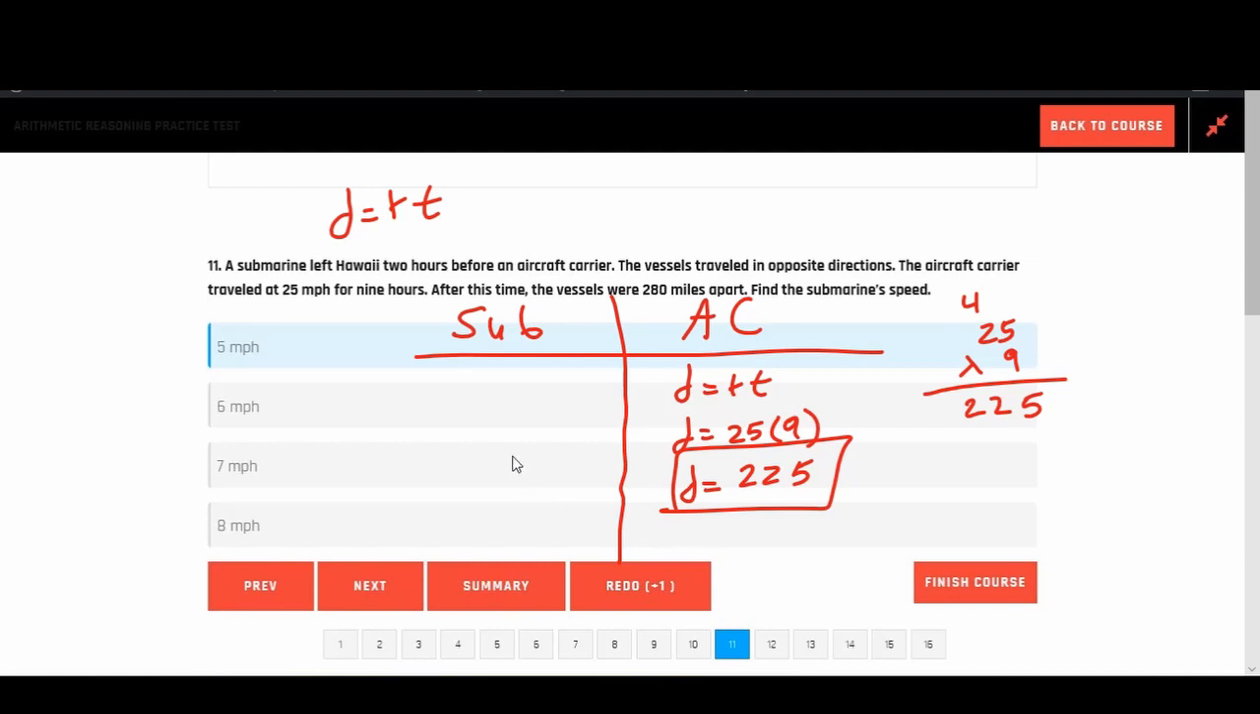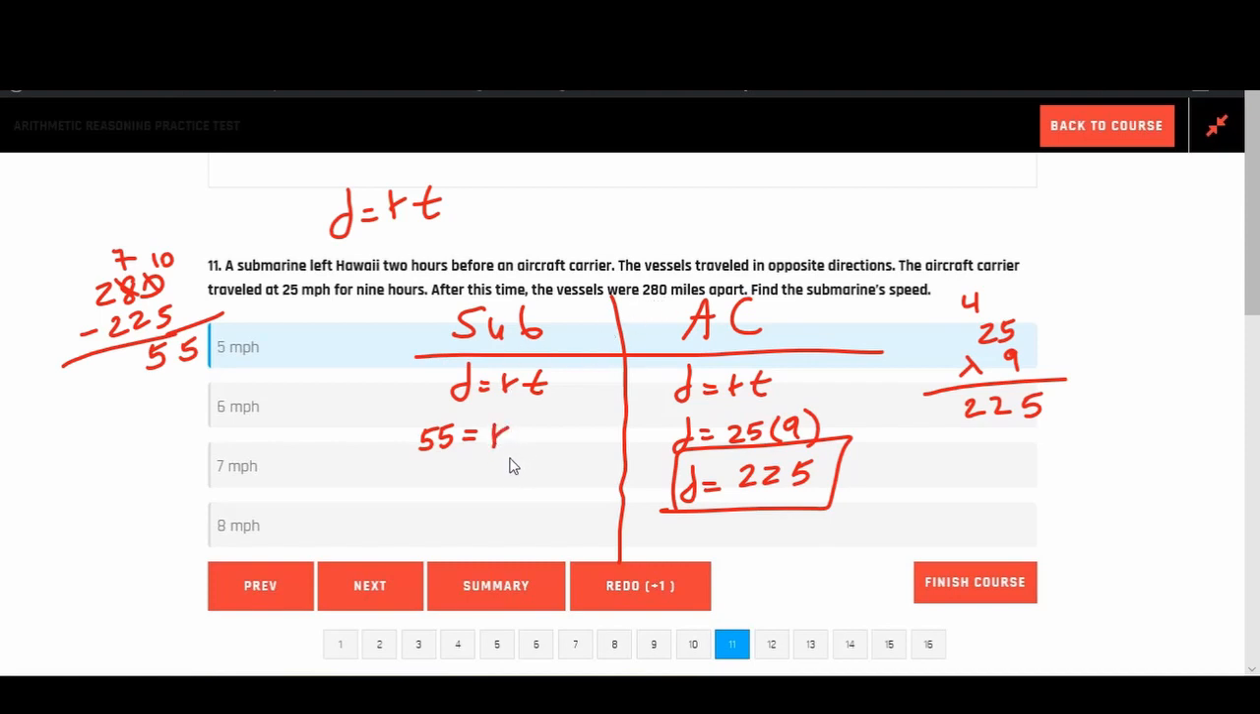That means that the sub had to go, and let me go ahead and write this down, a distance, or traveled a distance of 280 minus 225. 5 minus 0 we can't do. We have to borrow. This becomes 7. This becomes 10. 10 minus 5 is 5. 7 minus 2 is 5. 2 minus 2 is nothing. So we know the sub traveled a distance of 55 miles, since the aircraft carrier traveled 225 of the 280 miles.